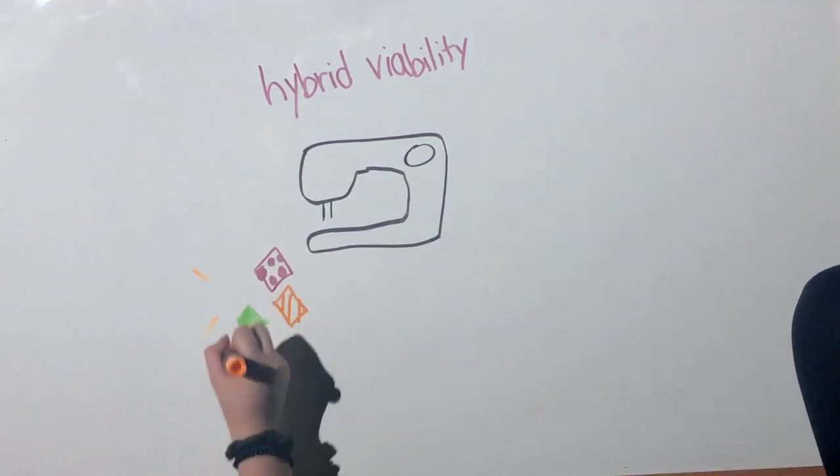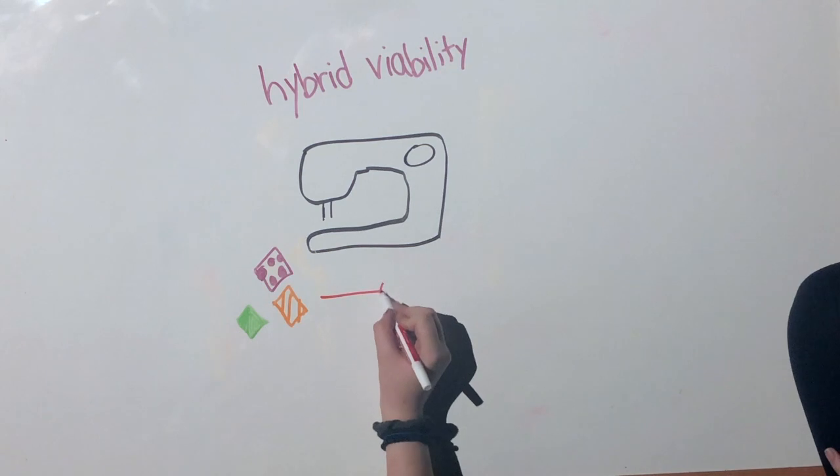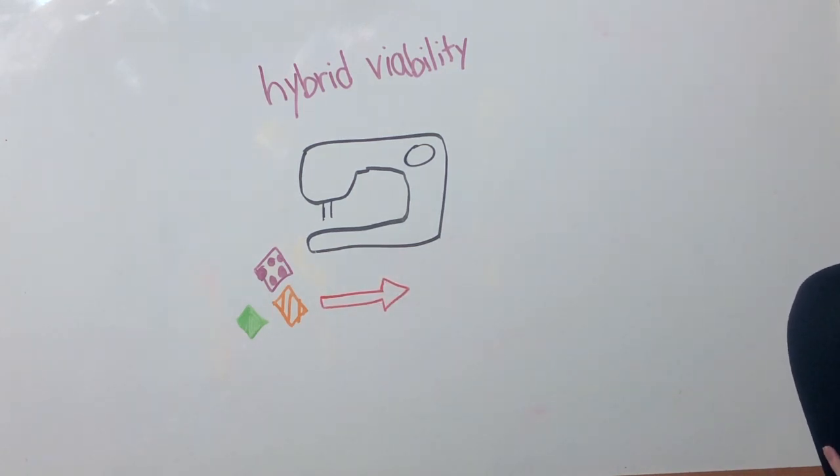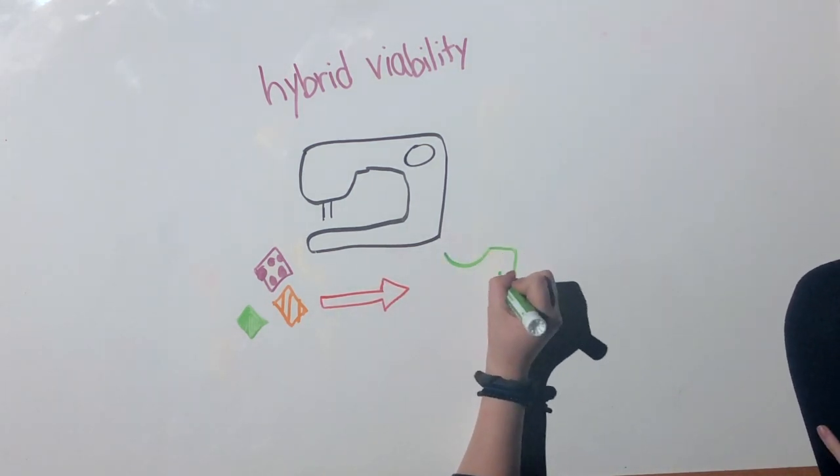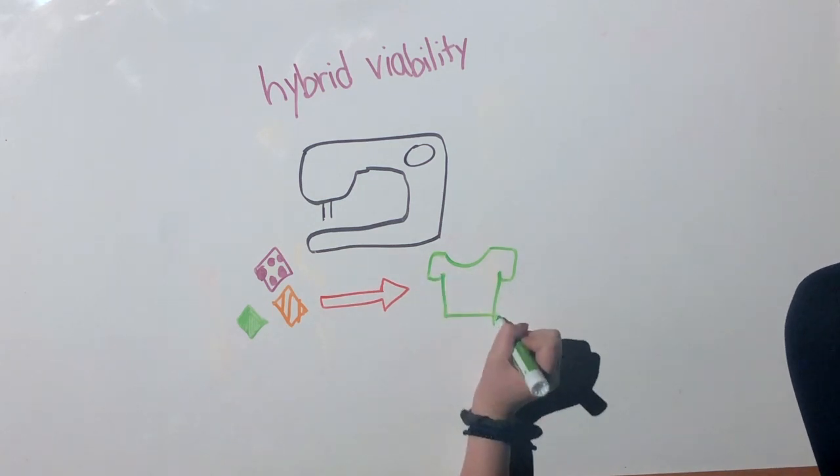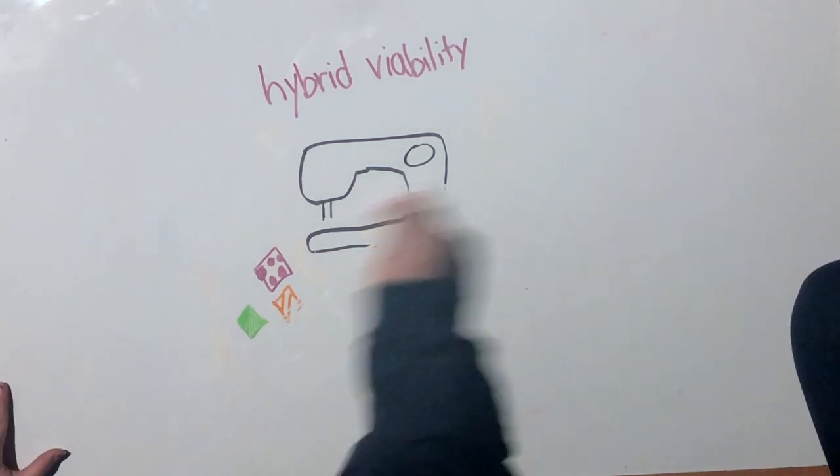Take, for example, when sewing. Despite having a great machine, it is also necessary to have really good material. If the material used isn't good, then the clothes made will be of worse quality and won't last as long because they are easily worn out.